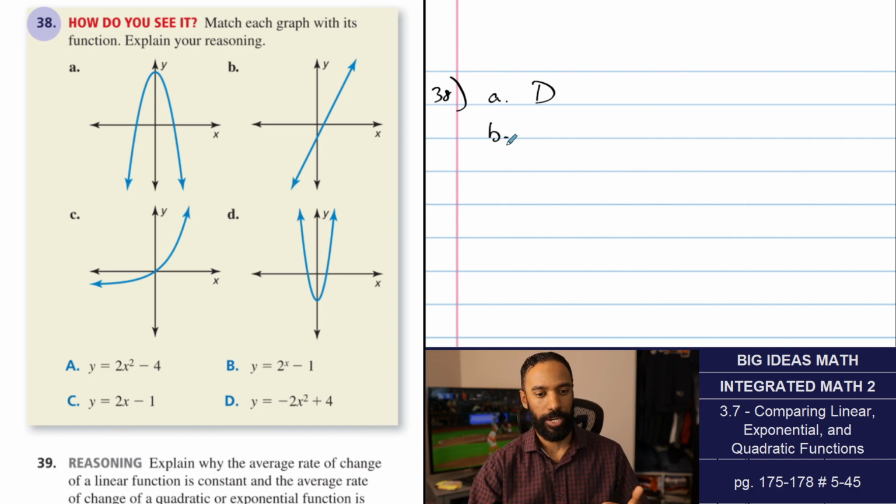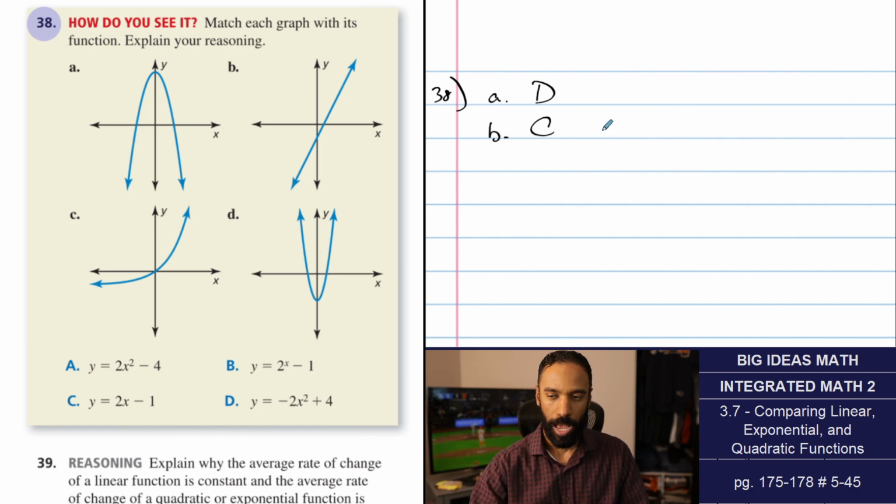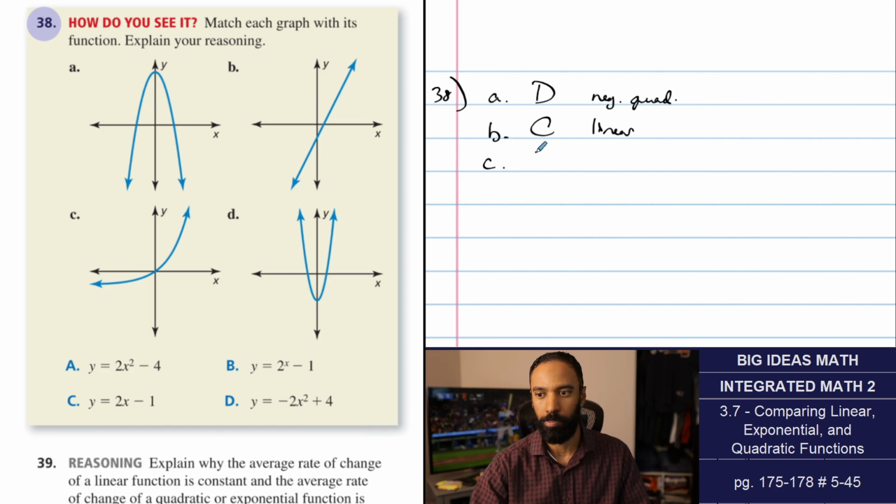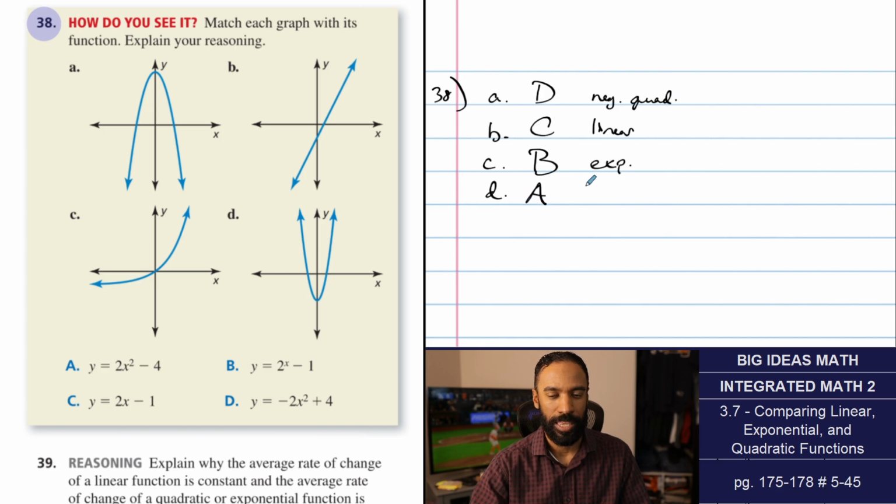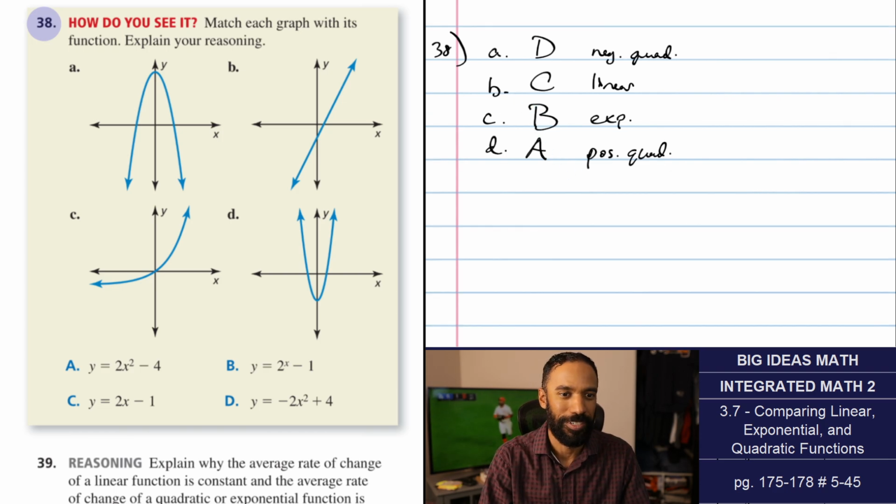Graph B is linear. Looking for an mx plus b, that's equation C. I'm just going to call them for what they are. Negative quadratic. This is linear. C is exponential, so I'm looking for the exponential equation. That's equation B. Exponential, these are my explanations. And process of elimination, that's how I can say that. A for D, yeah, it's a positive quadratic. Reason, process of elimination. I like how do you see it questions when they're so quick and fast like that.